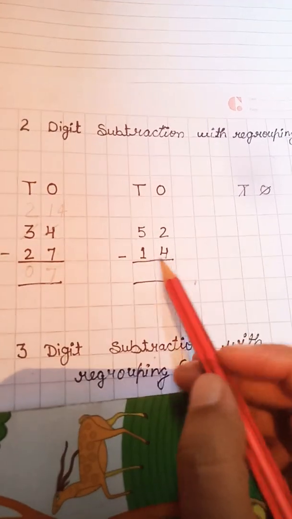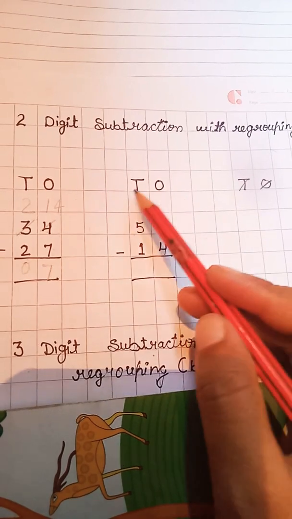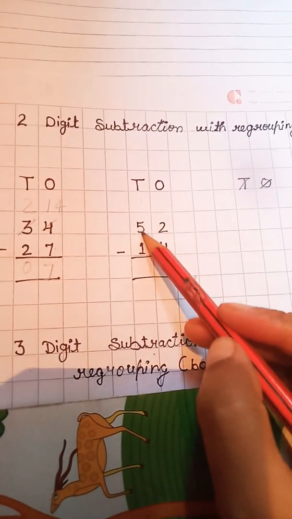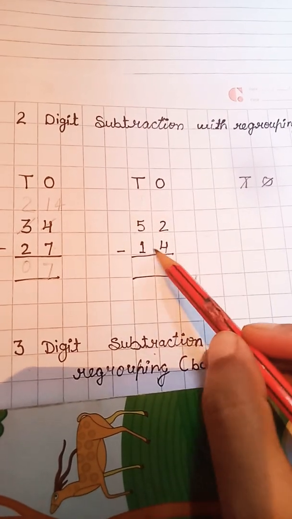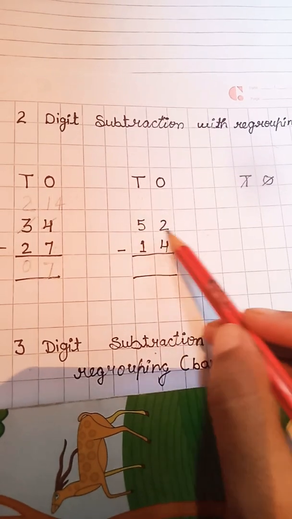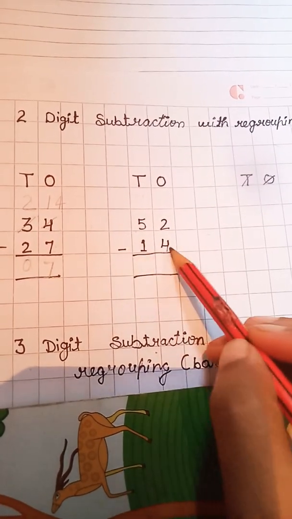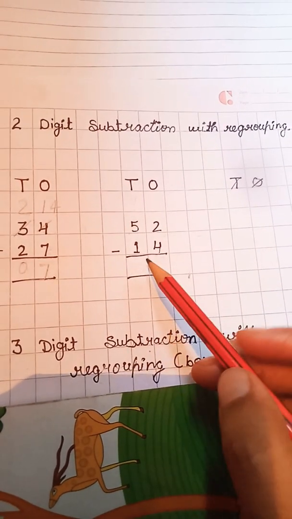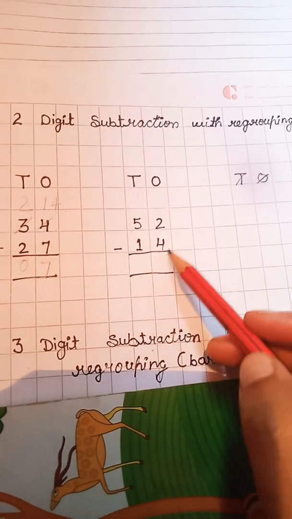Let's solve this example. Ones, tens. 52 means 2 ones, 5 tens. 14 means 4 ones, 1 ten. 52 minus 14 is equal to how much? Let's find out this example.